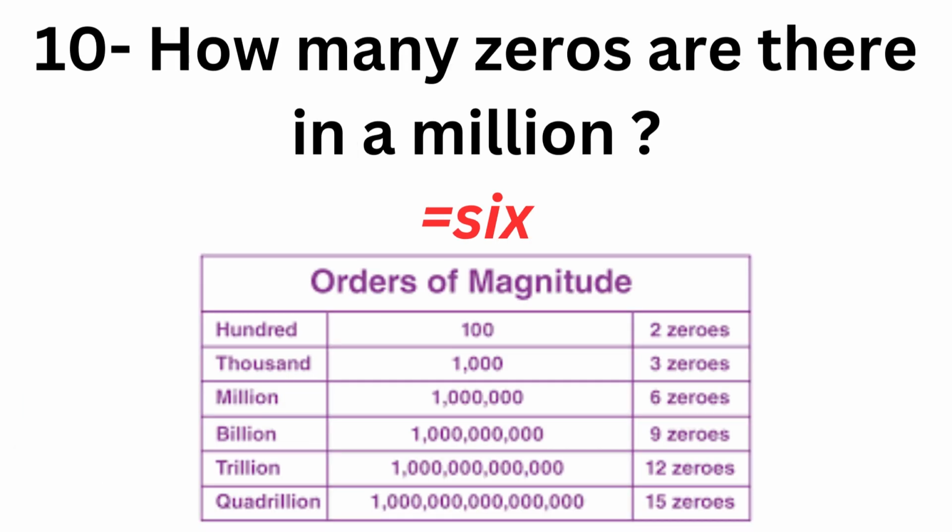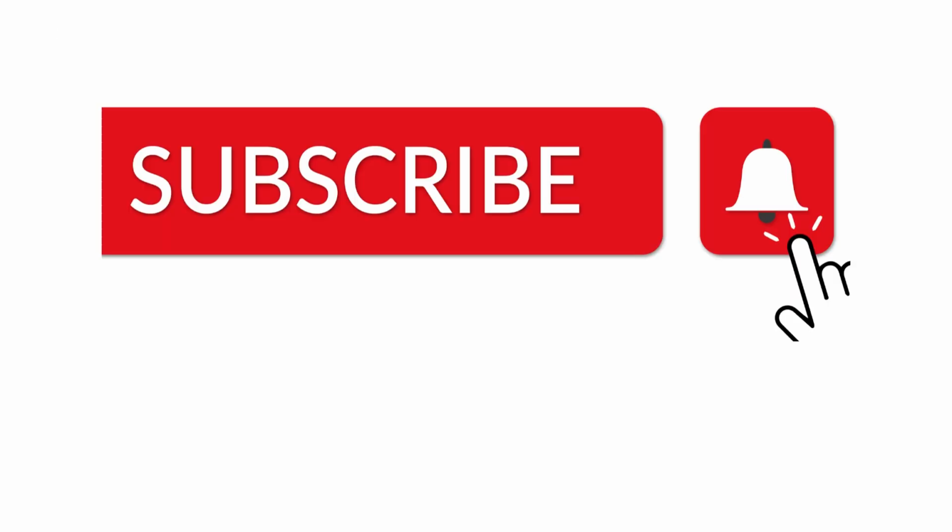And how many zeros are there in a million? So there are a total of 6 zeros in a million, and 1 million is equal to 10 lakh.